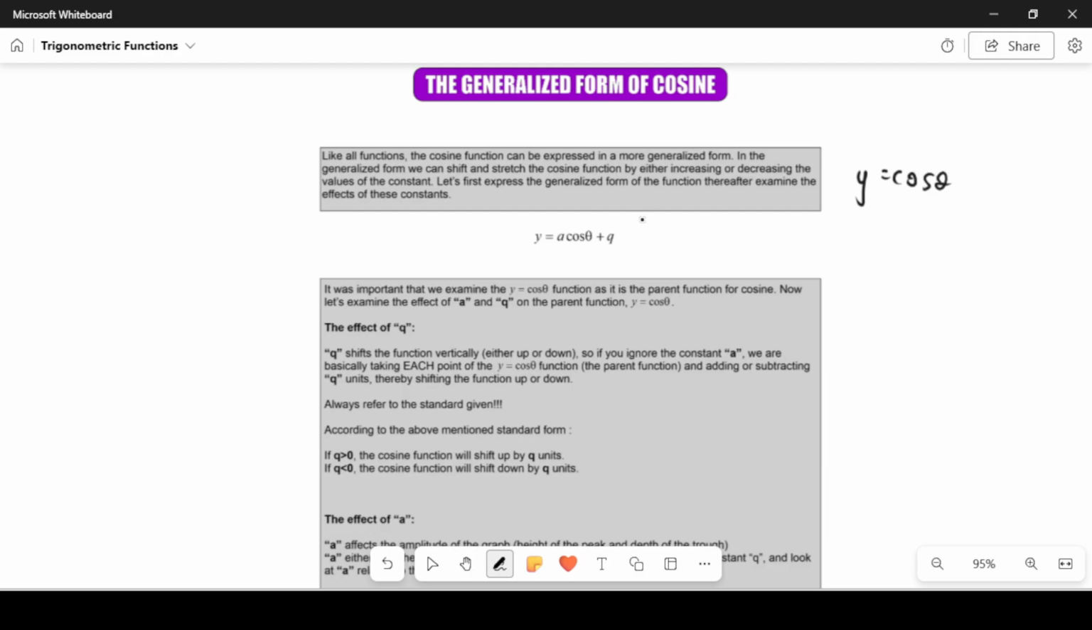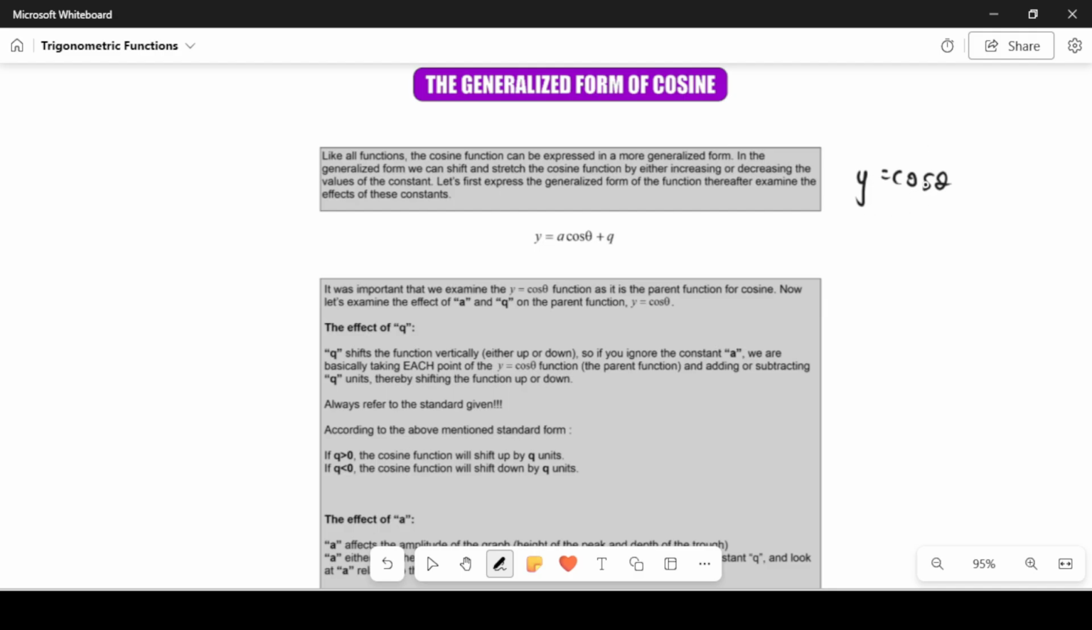Now we're saying that the generalized form is y = a cos θ + q. So it is important that we examine y = cos θ as the parent function for cosine. Now let's examine the effect of a and q on the parent function. So remember, everything is relative to the parent function. I've said that repeatedly. So if you do something to this function, it first affects the parent function. Okay, so let's examine the effect of q.